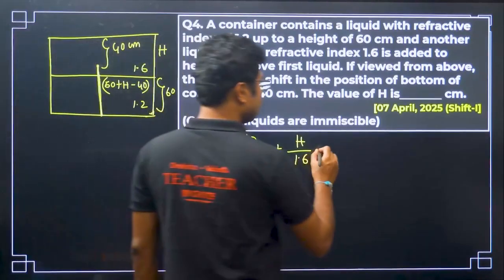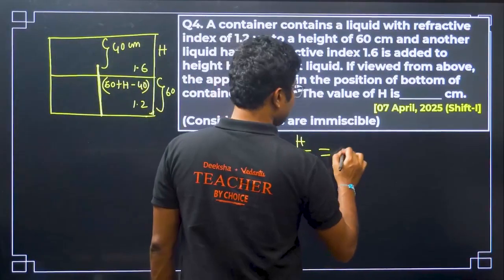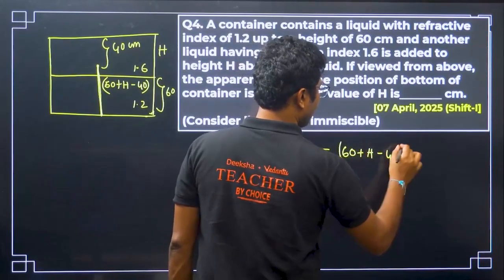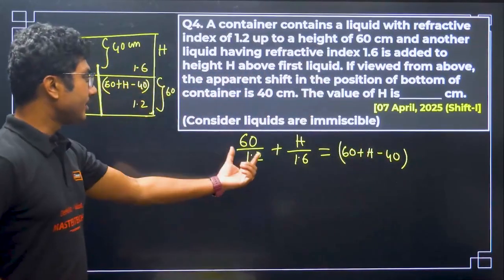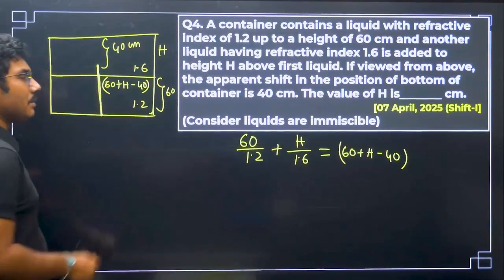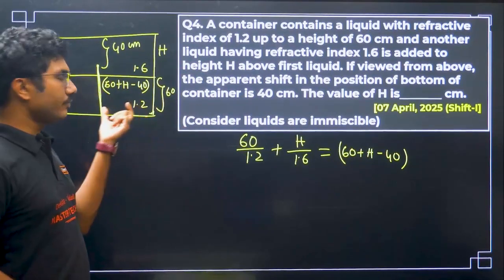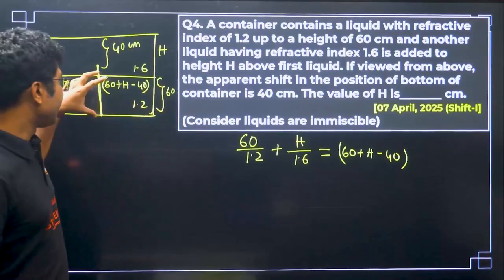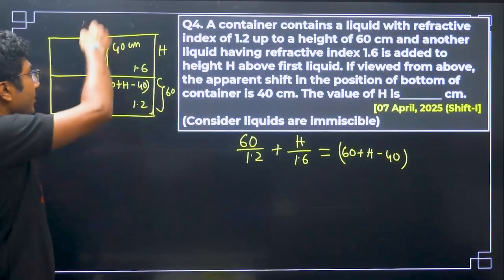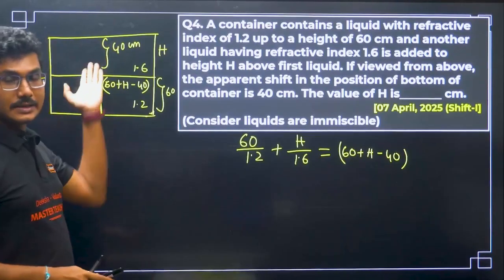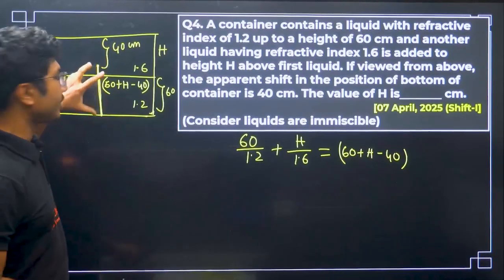Okay, and that is given by equals to 60 plus h minus 40, right. So this is the shift due to the first liquid. So always remember this formula, that the depth of the liquid divided by the refractive index gives the shift. Okay, from the top, when you are seeing 40 centimeter means actual shift is this. This is very, very important. This is the actual shift, right.